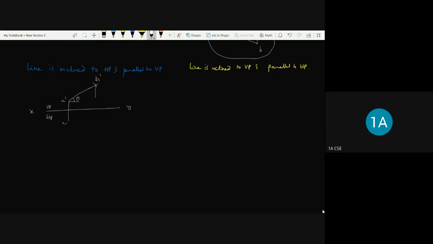Now I'll drop this down, and the line is parallel to VP. This is what we have discussed in the last class. I'm changing the naming here, so I am changing this as B2, this as B2. And similarly for the line when it is inclined to VP and parallel to HP, we have drawn it in the last class only. I'm just recalling the same thing here.